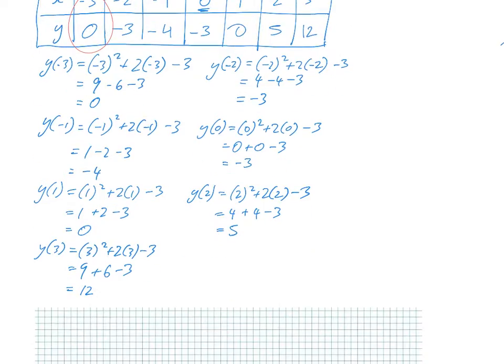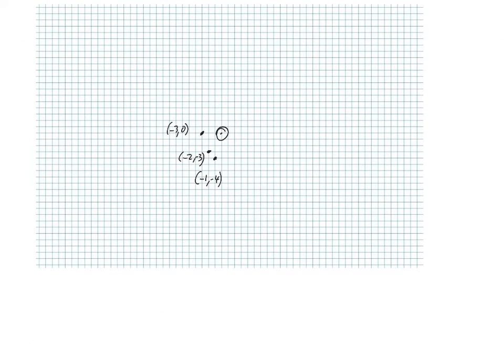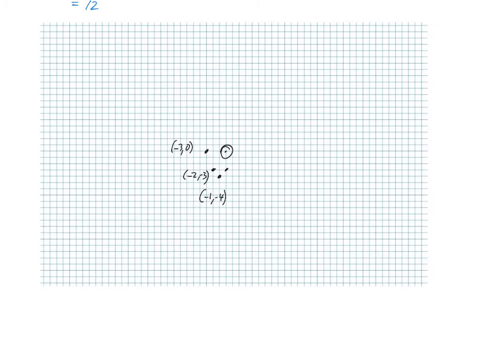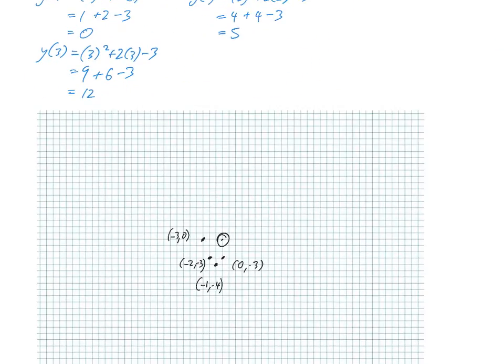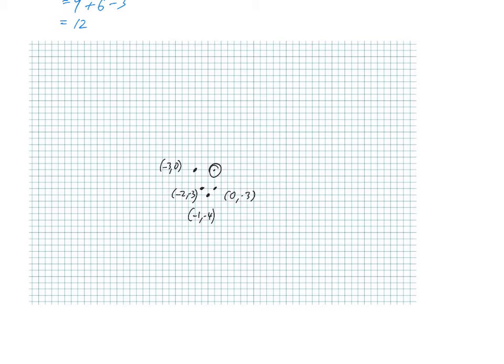Next dot, 0, negative 3. Sorry for the moving around, but that's all I can do. 0, negative 3 there. So we can see the vertex where it curves back up. 1, 0. So on the line here.